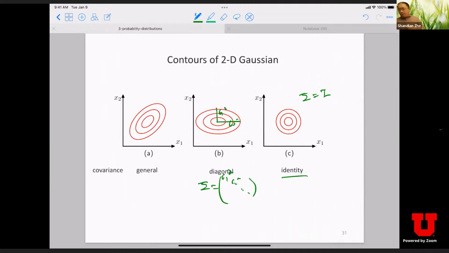But in general, if your covariance is dense, meaning that you have sigma 1 square, sigma 2 square, alpha 1, alpha 2, something like that, and then you look at the contours of your density, it'll still be an ellipse, but it won't be parallel to the x-axis and the y-axis. It will become some kind of inclined ellipse.